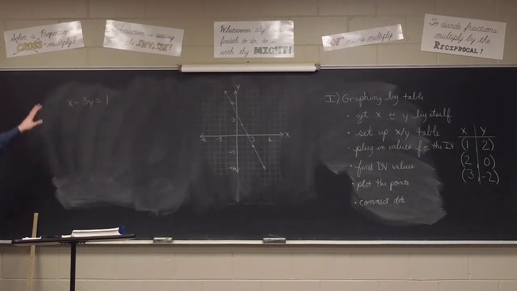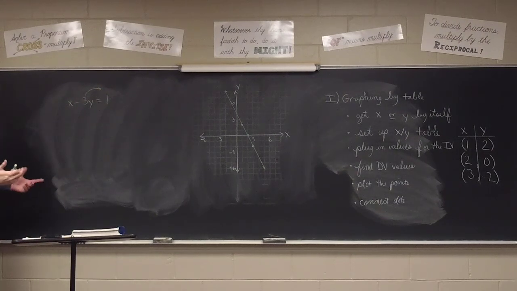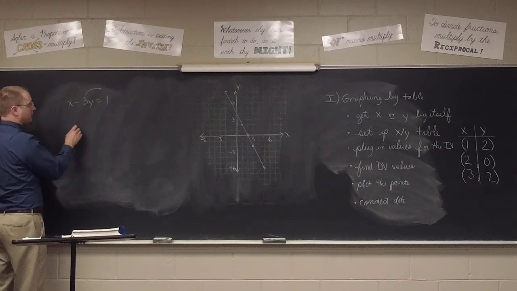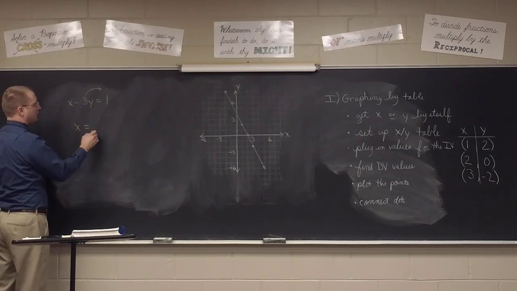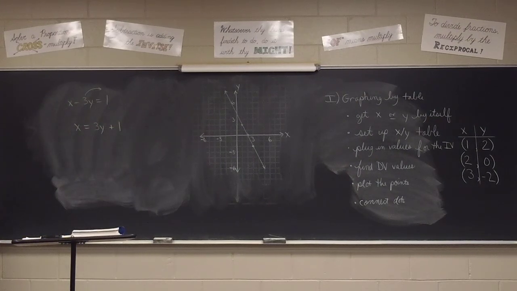What's my first step if I want to graph this linear equation, Noah? Bring the negative 3y over to the other side. Okay, because we're trying to do what here, Gavin? Get one of the variables, x or y, by itself. So that would give me what if we did as Noah suggested? X equals 3y plus 1.